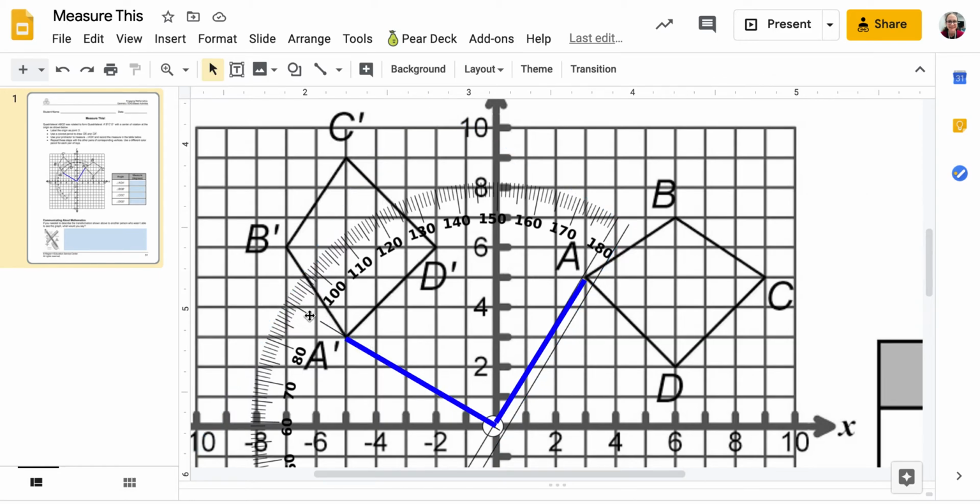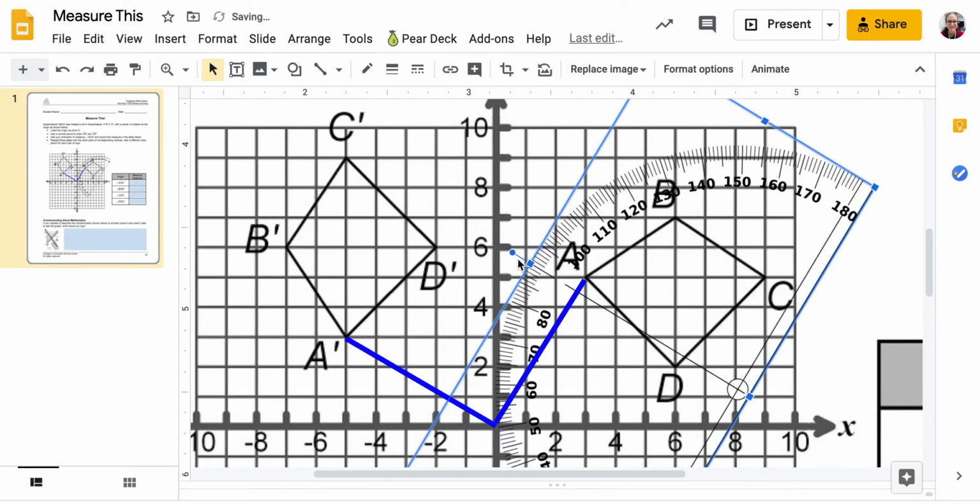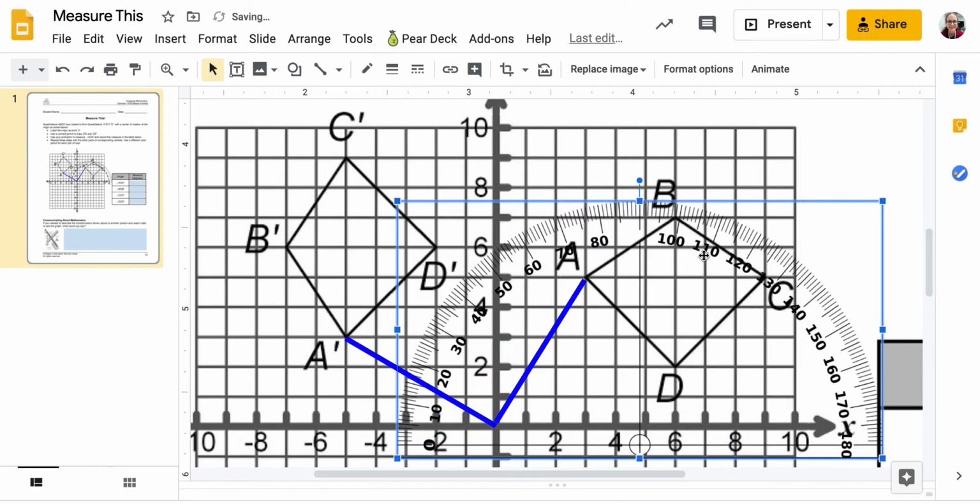Then to read the measurement, I'm going to follow my other ray right here. So that would be 90 degrees. So that indicates that this is a 90-degree angle. So let me show you how I measured that again. So my protractor was like this.